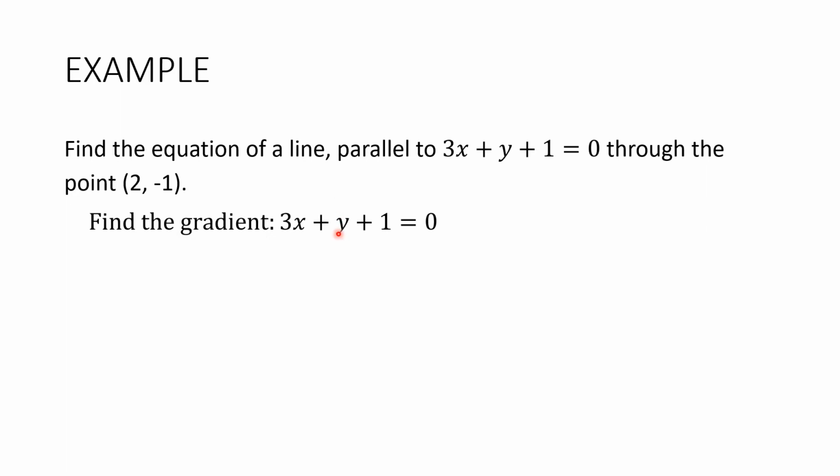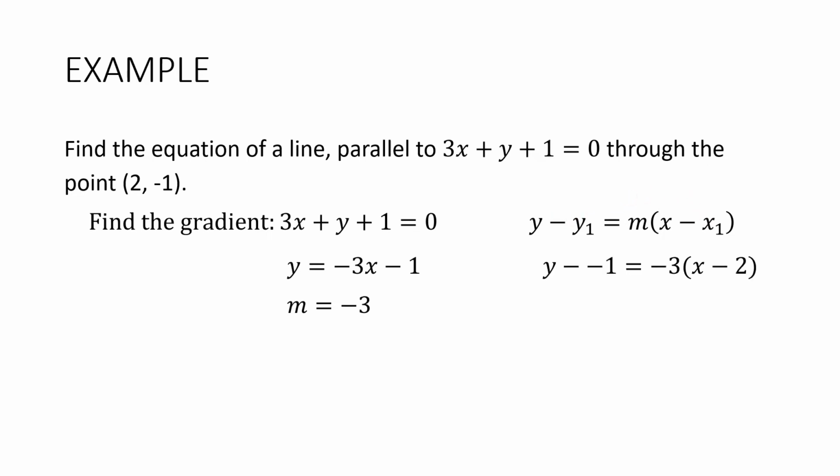So we find the term in y. It's already positive, so we're going to leave it where it is and move the 3x and the 1 over the other side. y is equal to -3x take away 1. The gradient is -3. Here's our formula. -3 is going to go in here, and the point (2, -1) is going to go in here and here.